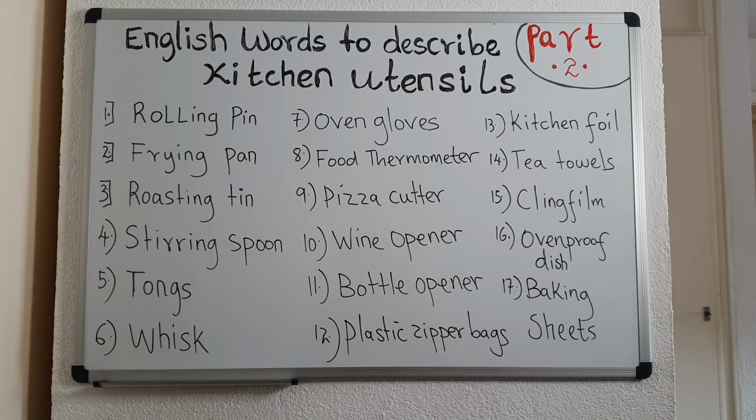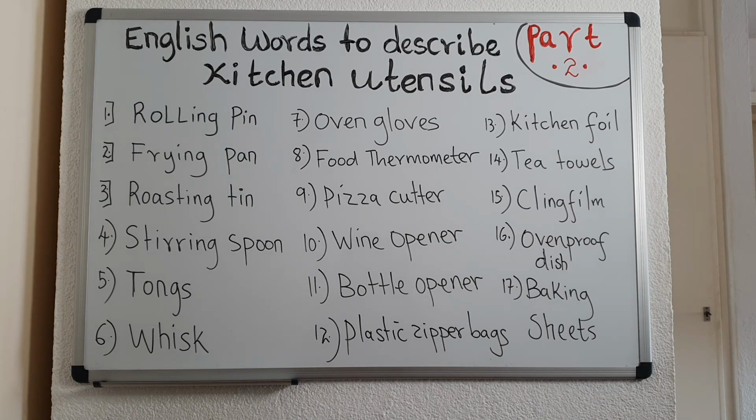Or let's say, for example, you want to barbecue fish. Then what you would do is you would place your fish on the kitchen foil. You would sprinkle the spices that you want on your fish, a little bit of lemon juice, for example, and then you would wrap your kitchen foil and place that on the barbecue. And the idea is that the fish will not get stuck on the barbecue grill.